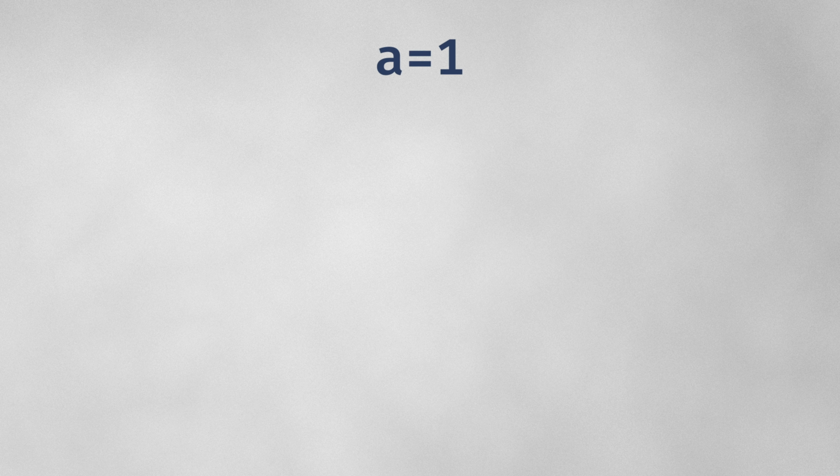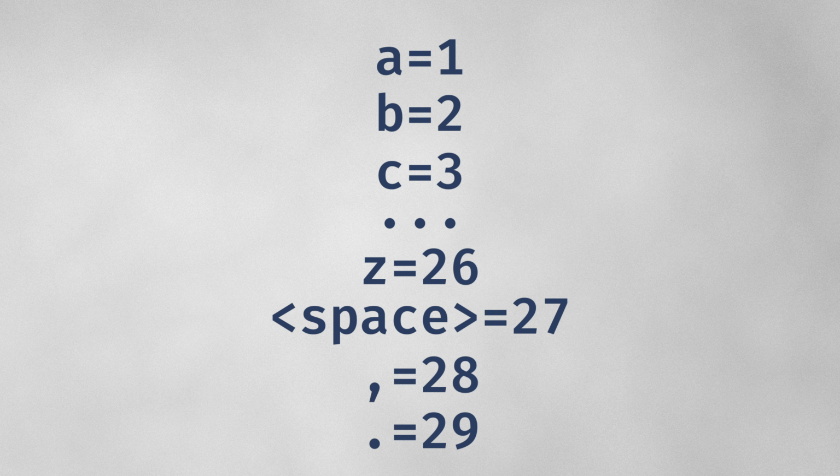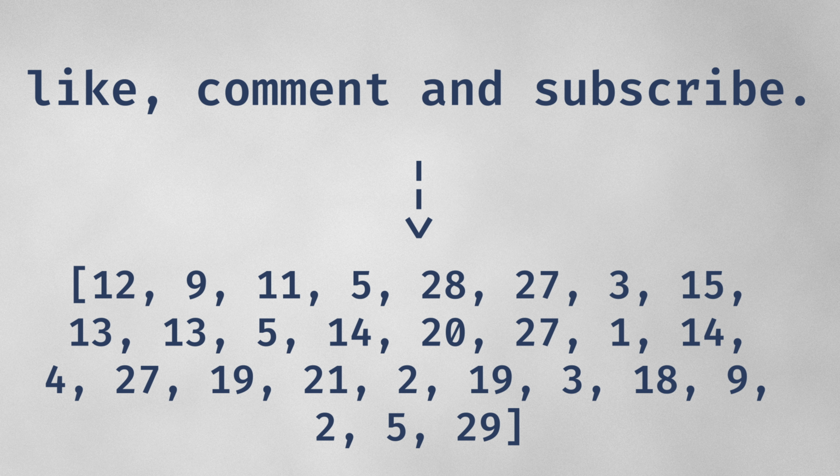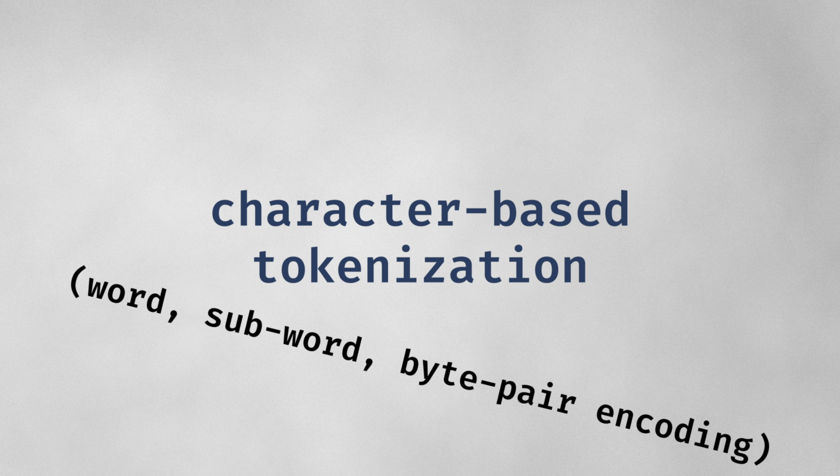So A is 1, B is 2, C is 3, Z is 26. And we probably want some extra numbers for spaces, commas, full stops, etc. Now we just replace every character with its corresponding number and you have a list of numbers. This is called character-based tokenization. There are other approaches too, but in any case you get a list of numbers, which is what we need.